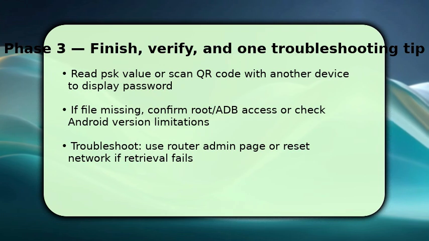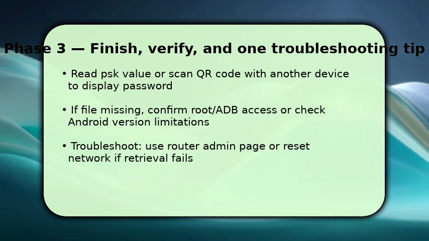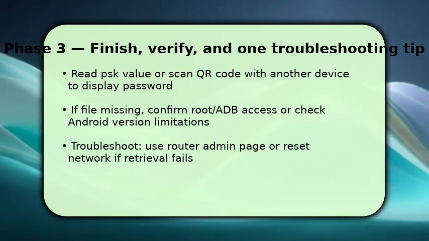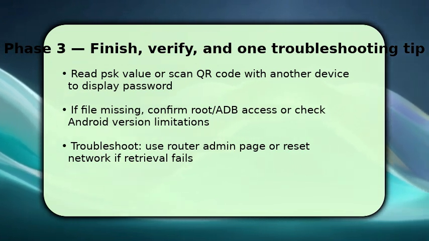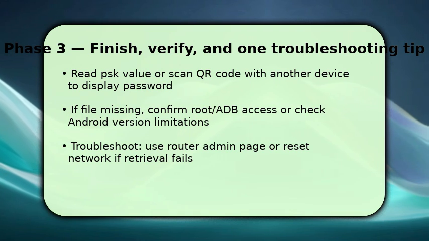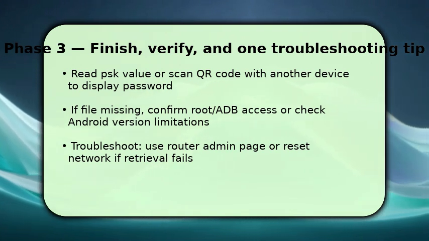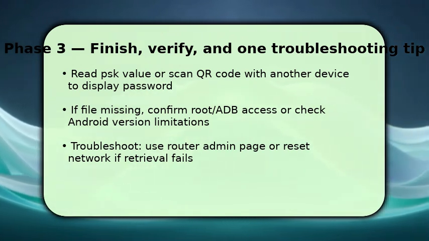If you cannot find the file, check that you have proper root or ADB permissions and confirm the Android version supports QR sharing. If retrieval fails, log into the router's admin page or perform a network reset. That resolves most permission and sync issues.